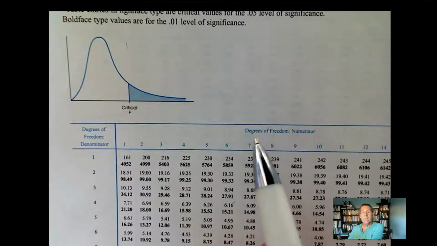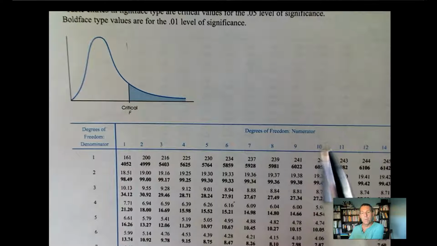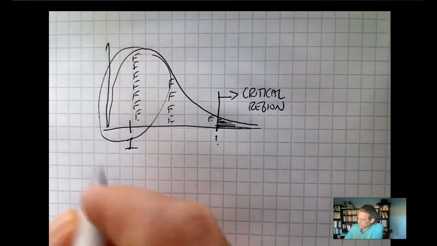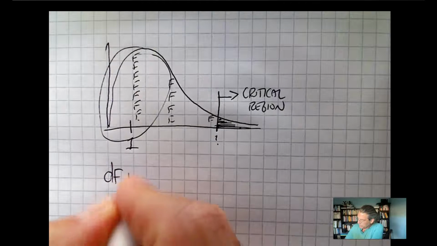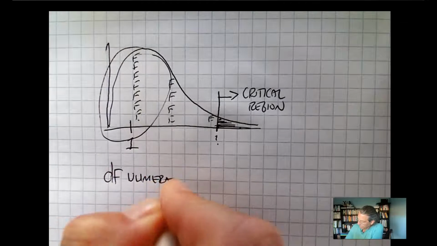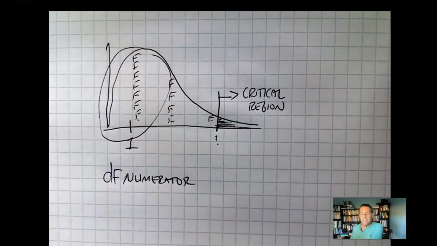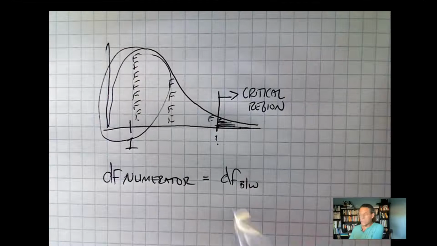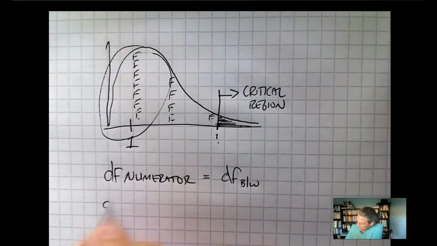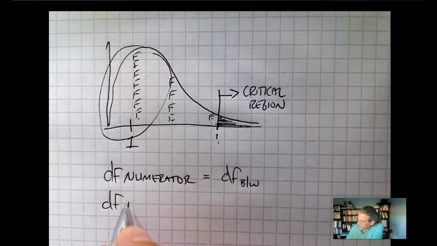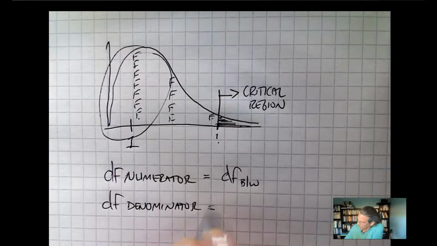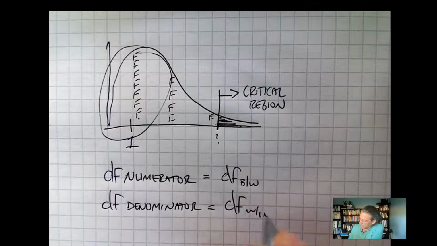Now the trickiest thing here is that we have two different degrees of freedom to look up. There's degrees of freedom numerator and degrees of freedom denominator. So one of the things you can remember is degrees of freedom numerator is always, for you all, degrees of freedom between. So I just do the B/W for between. And then degrees of freedom denominator is degrees of freedom within.